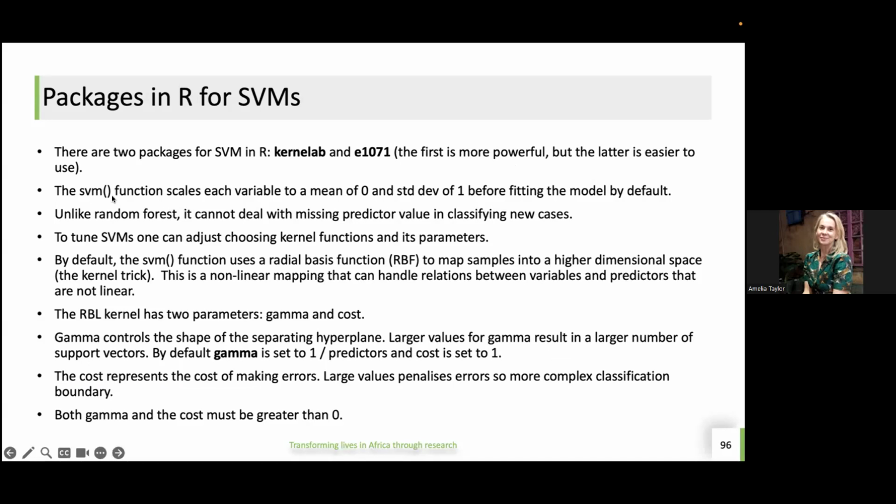This svm function is the one that takes in your data, or your training data set, and applies some transformations to that data before it is fit by the model. So let's have a look at the R example. What I'm going to do is, let me stop sharing on this screen, and I'm going to share this screen here.